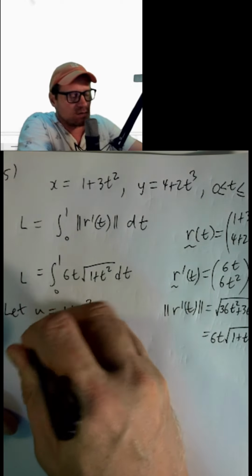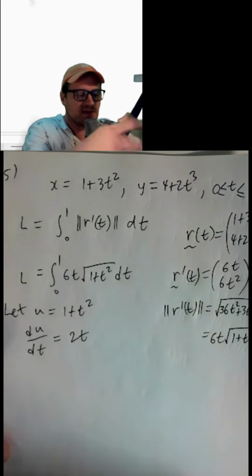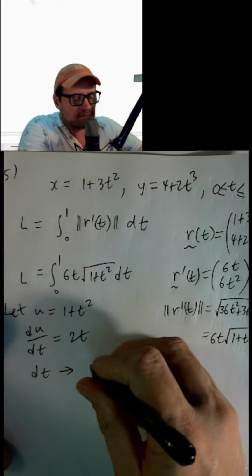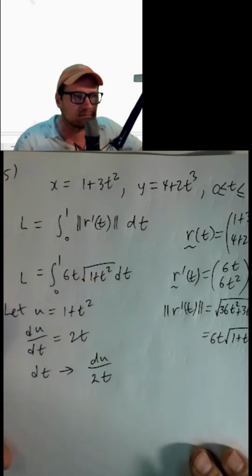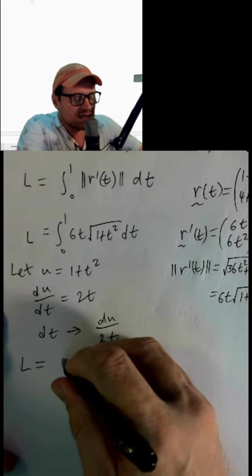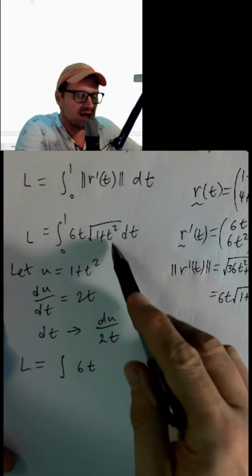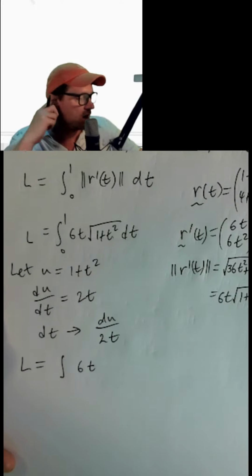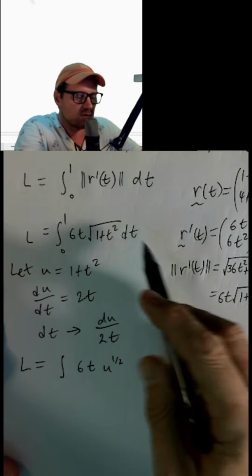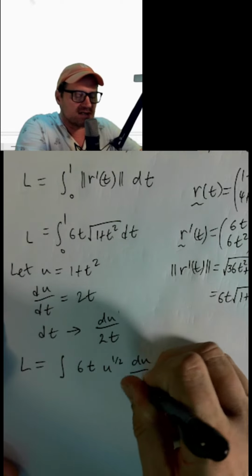Let's take du on dt, and so we get 2t for this. So this tells us how to replace dt here. So dt can get replaced by du over 2t in a substitution. So let's go ahead and do that then. L is equal to the integral of 6t, and inside here that's u to the power of a half, our square root of 1 plus t squared. Then we're replacing dt with du over 2t by substitution.